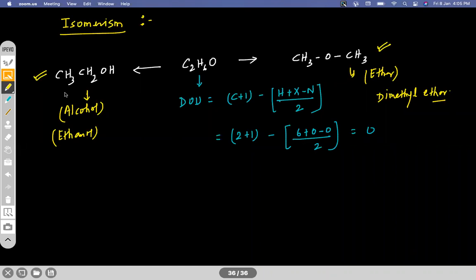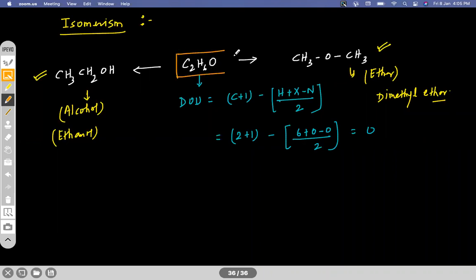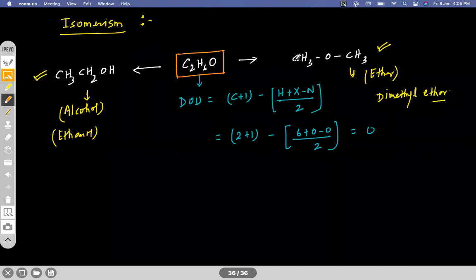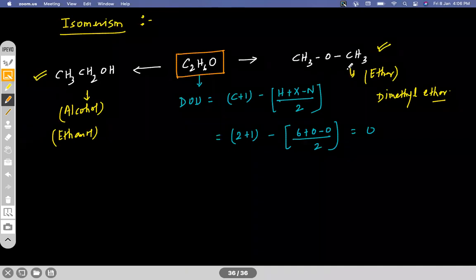So the point is this molecule and this molecule have the same molecular formula, and that molecular formula is C2H6O. So with the same molecular formula, two different compounds we can draw. One is an alcohol, the other one is an ether. Obviously, their chemical and physical properties are different because they have different functional groups. So this kind of phenomenon, we call isomerism. A given molecule with a given molecular formula can exist in two different forms. This phenomenon is isomerism, and these two molecules are called isomers of each other. Since they have different functional groups, they are functional isomers.